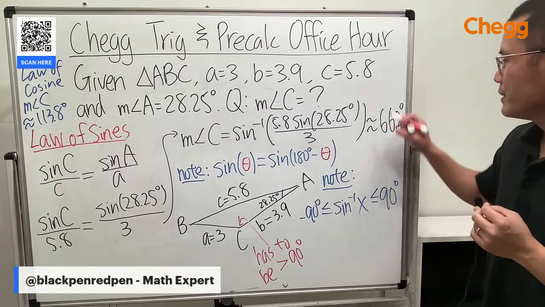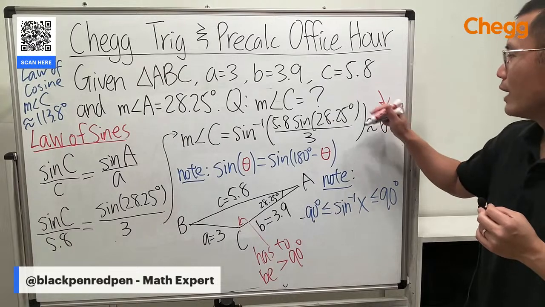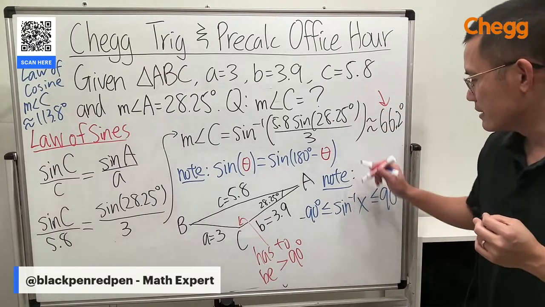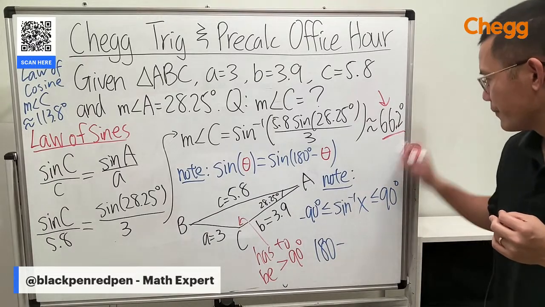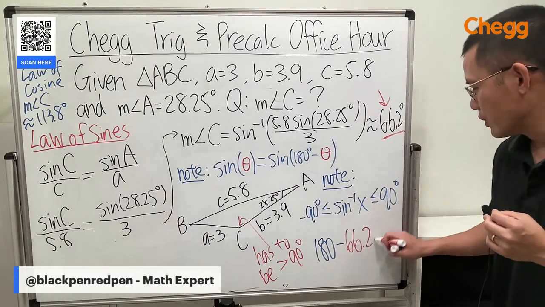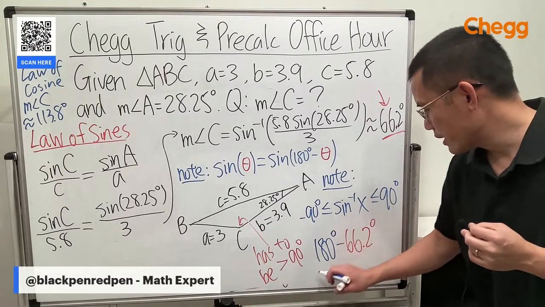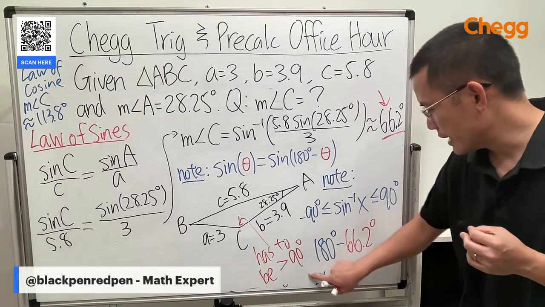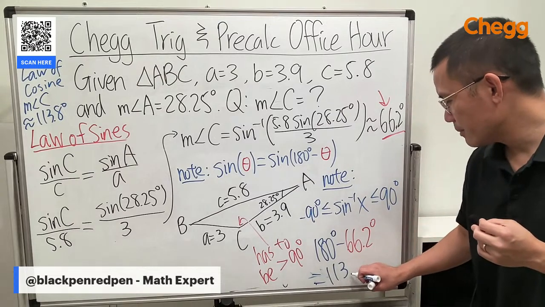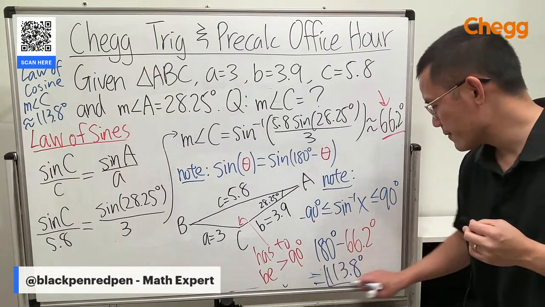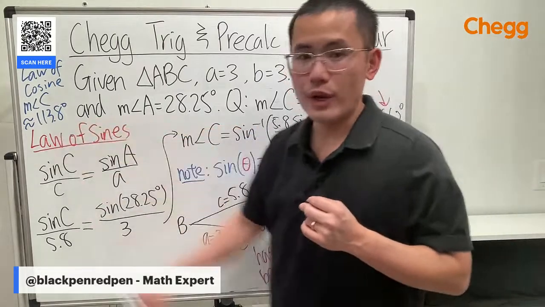So what we will have to do is take this value and do 180 minus that. So in fact, the answer here will be 180 minus this answer right here, 66.2. So this actually gives you the answer that we have over there. So this is 113.8 degrees, which is the answer that we have right here as well.